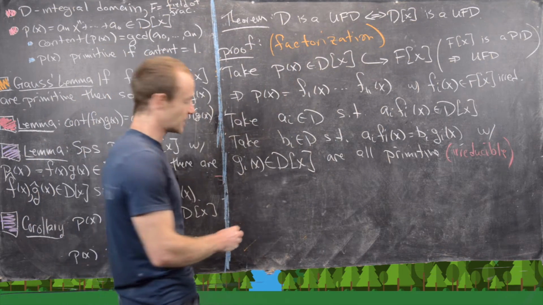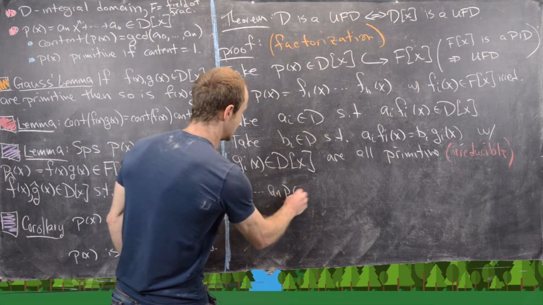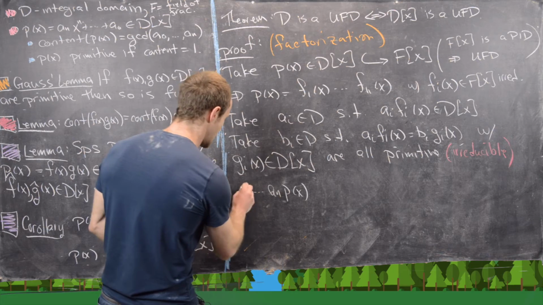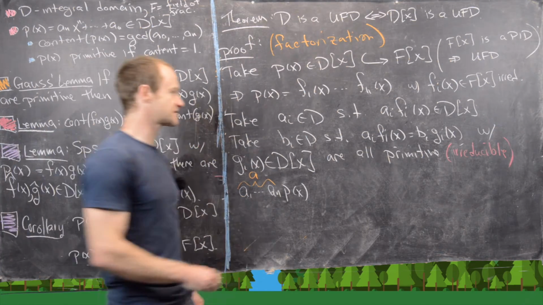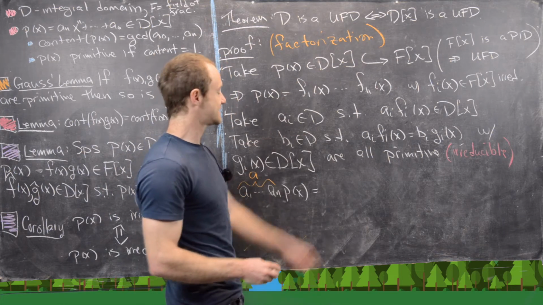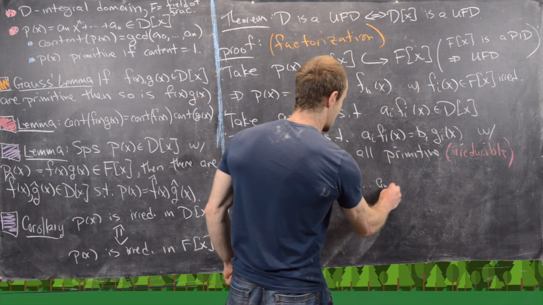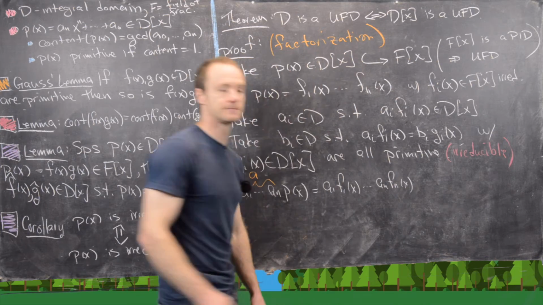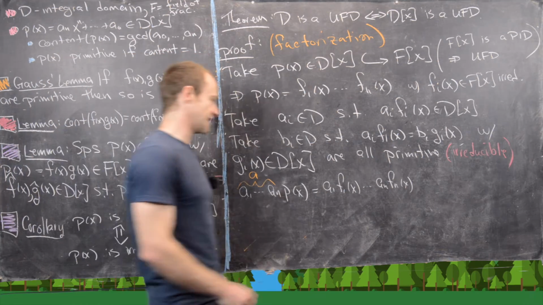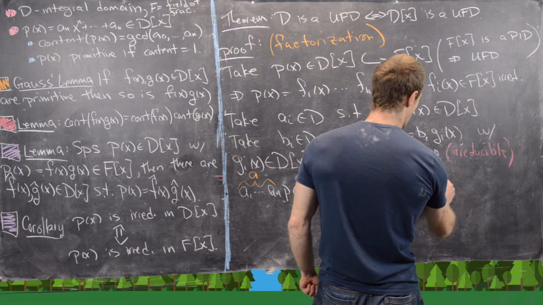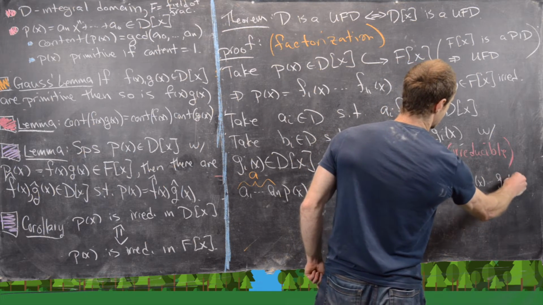In other words, we're going to look at a_1 all the way up to a_n times p of x. So I'm going to go ahead and rename this just plain old a. So we have a times p of x. But notice that that is exactly a_1 f_1 of x all the way up to a_n f_n of x. But we know each a_i f_i of x is b_i g_i of x, so we can write that as b_1 all the way up to b_n times g_1 of x all the way up to g_n of x.